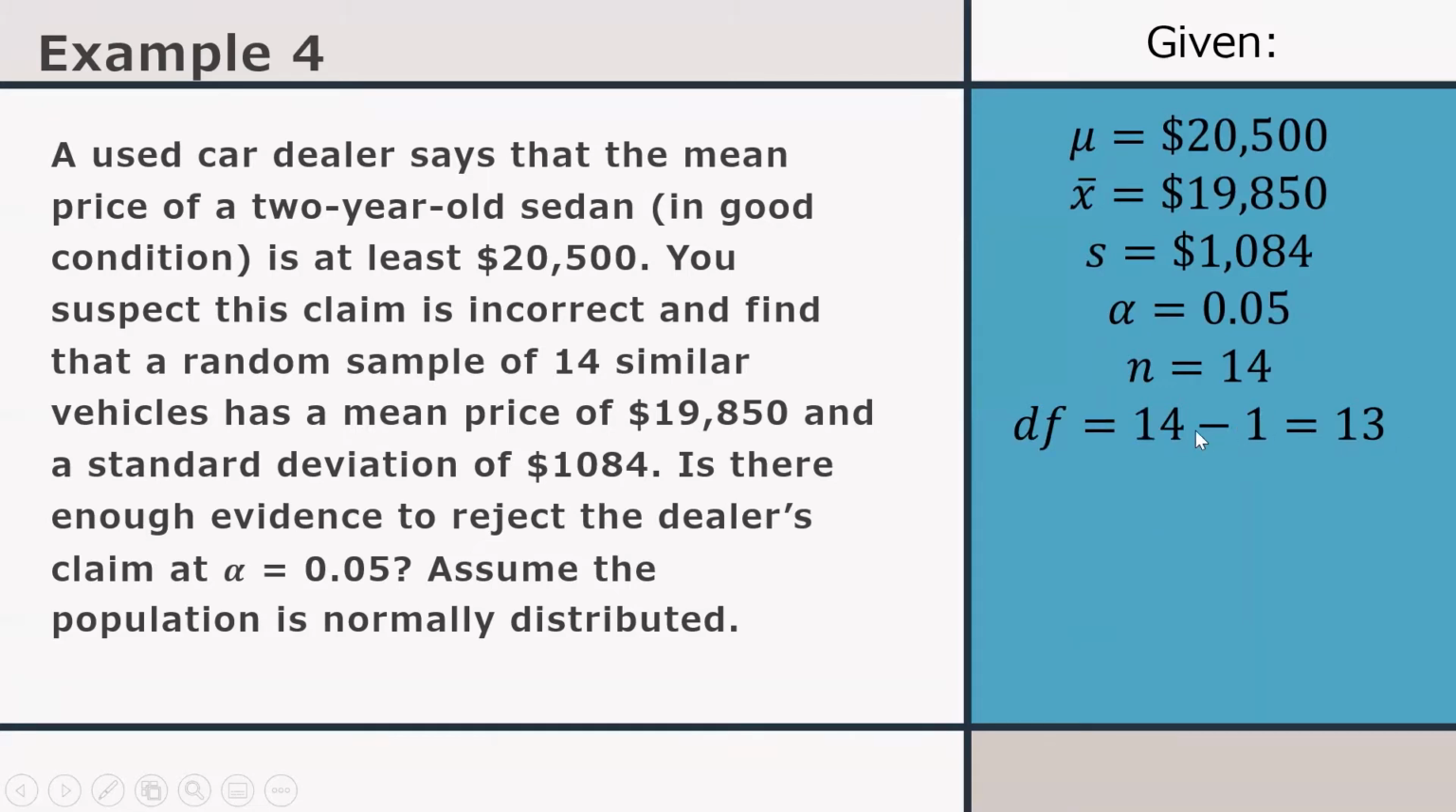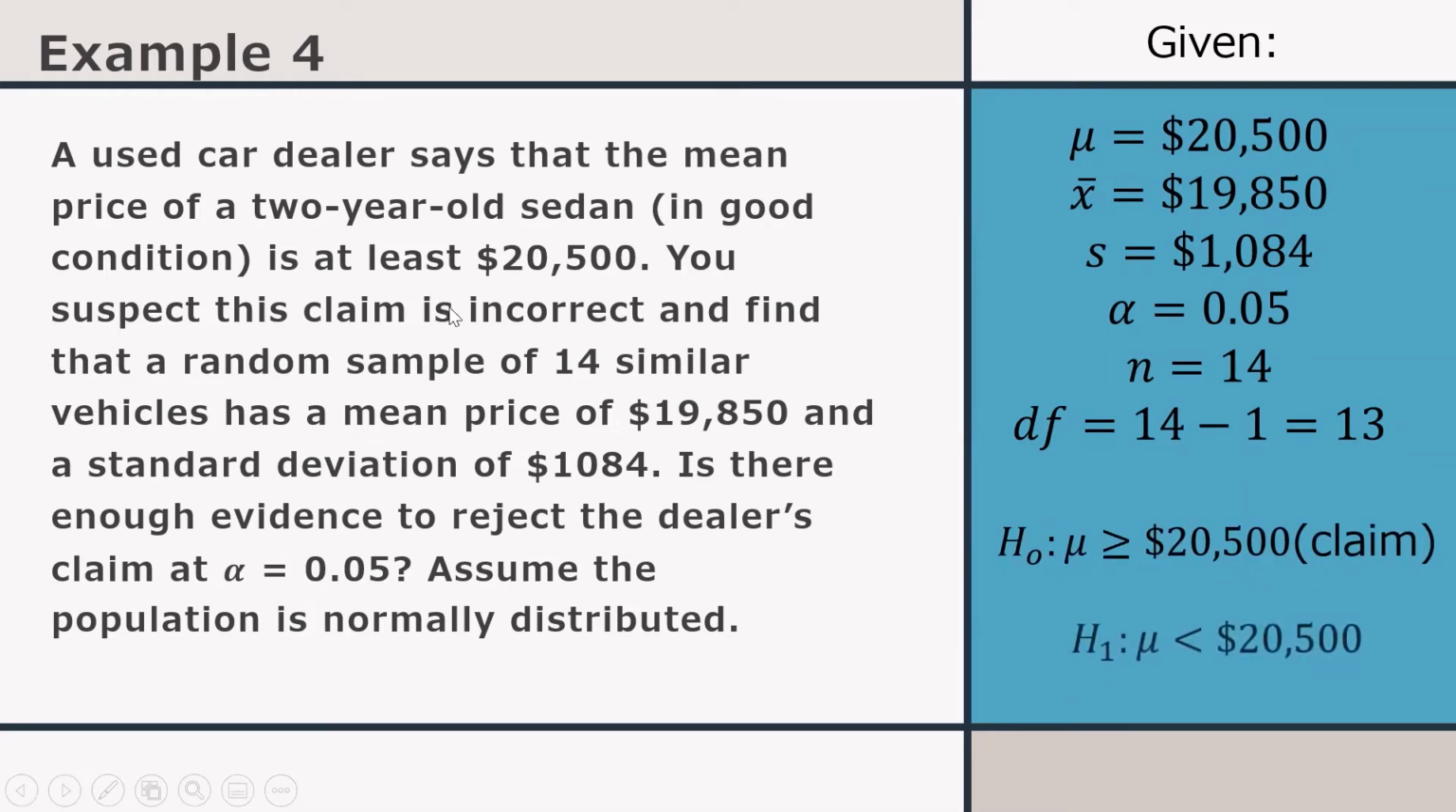Now let us identify the null and the alternative hypothesis. The claim of the car dealer is that the mean price of a 2-year-old sedan is at least $20,500, meaning the minimum price is $20,500 and it can go higher than $20,500. So the null hypothesis is the mean greater than or equal to $20,500.